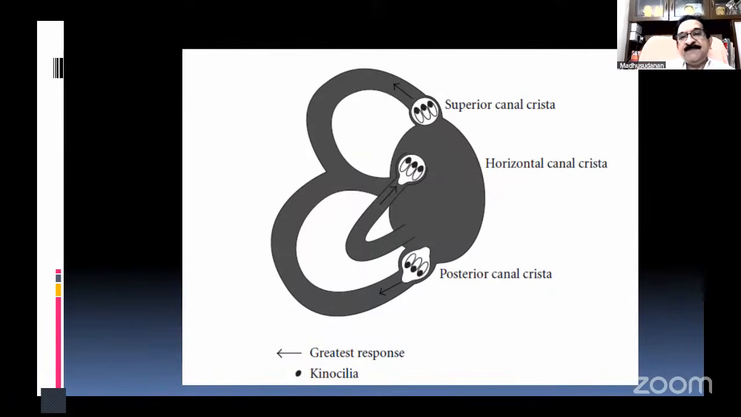Now put in simple terms, in the horizontal canal, when the flow is towards the ampulla, it gets stimulated. In the case of the superior and posterior canals, the stimulation is by movement of the fluid away from the ampulla.